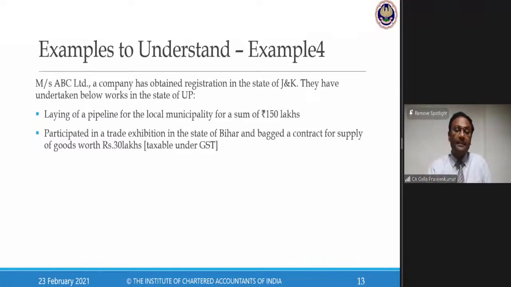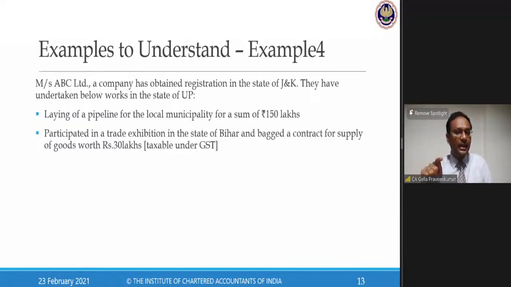Now, please understand, when material was exhibited in the state of Bihar and the goods were to be purchased by the buyer, in this particular aspect, will it be considered as a supply from the state of Jammu and Kashmir, or will it be considered as an activity of a CTP, casual taxable person, in the state of Jammu and Kashmir?